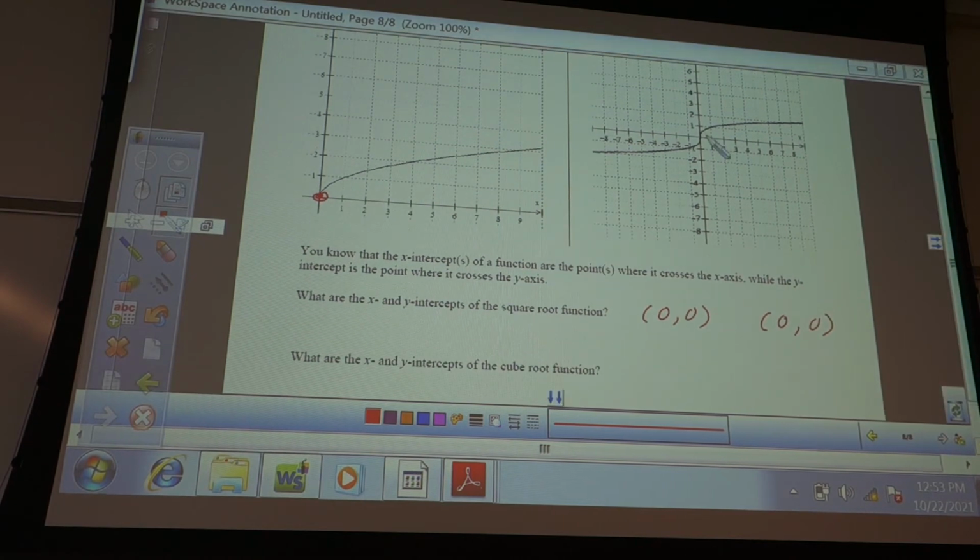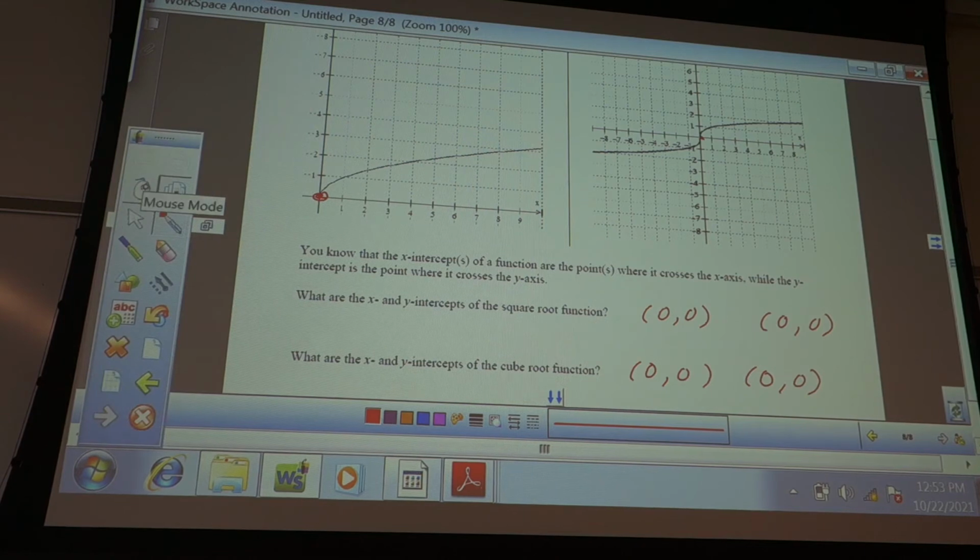How about this one over here? Where does it intersect the x-axis? Right here, 0, 0. Where does it intersect the y-axis? Also 0, 0. So these are also both 0, 0. And that's where it's centered. That's kind of the nice thing about them. They're all centered at 0, 0. They all intersect the x and y axis at 0, 0.